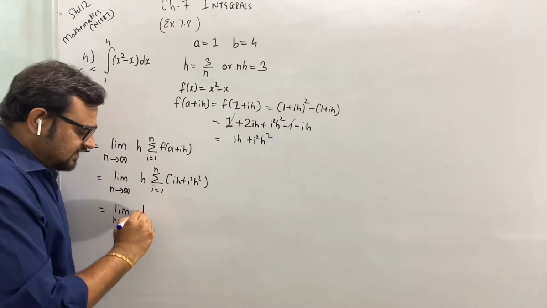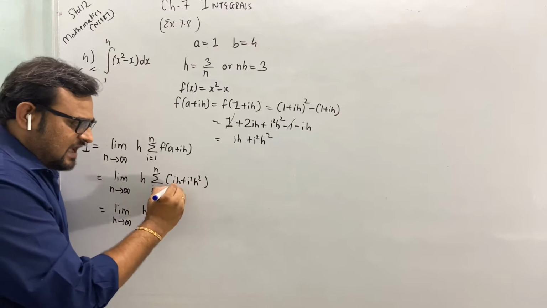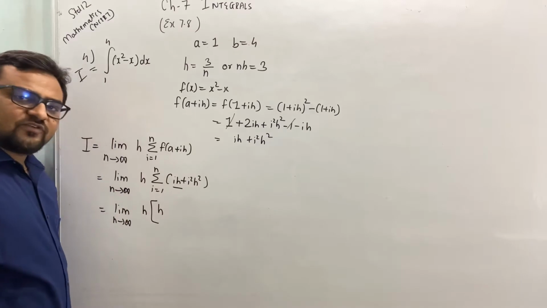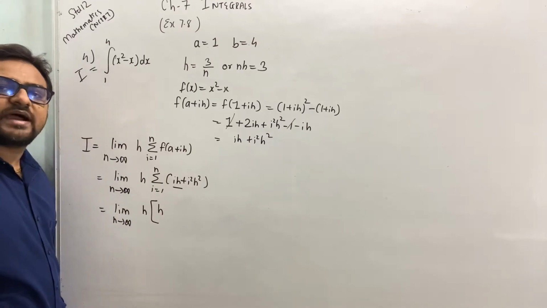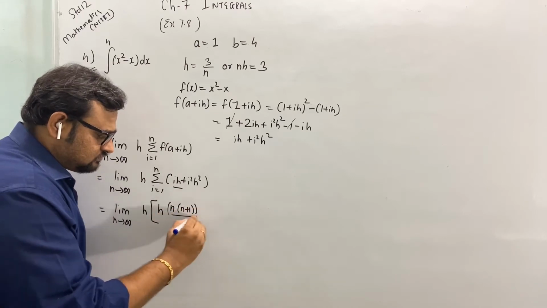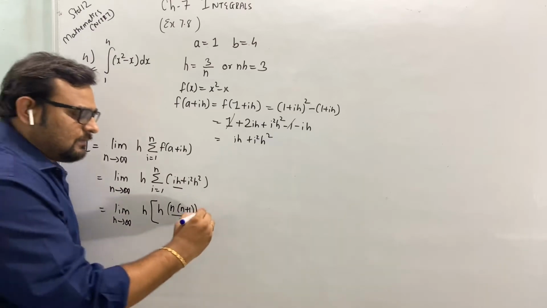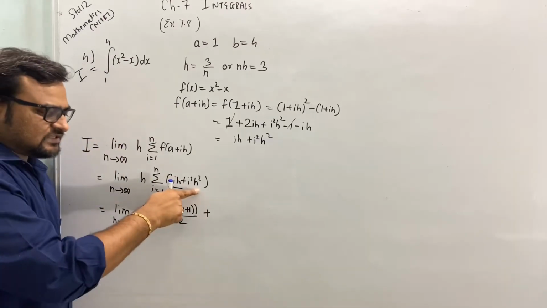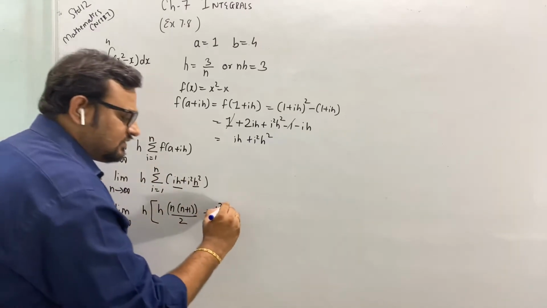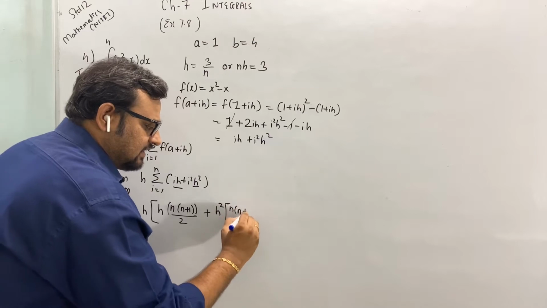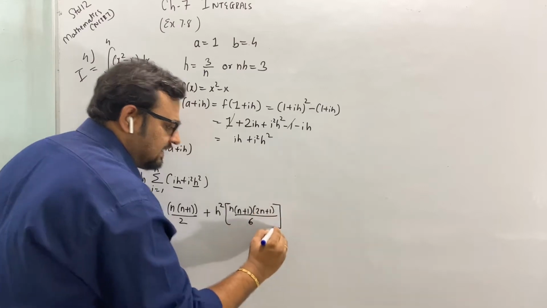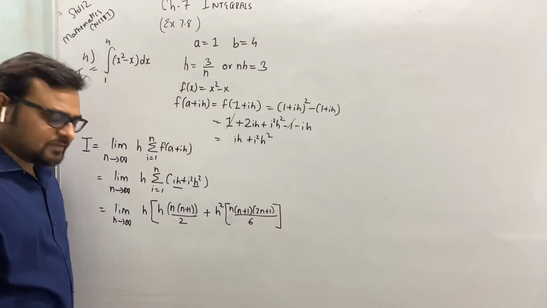Now see here, h as it is. In ih, h is constant. Summation of i will be equal to n into n plus 1 by 2. Clear? Plus h square constant as it is. Summation of i square is n into n plus 1 into 2n plus 1 by 6. Clear?